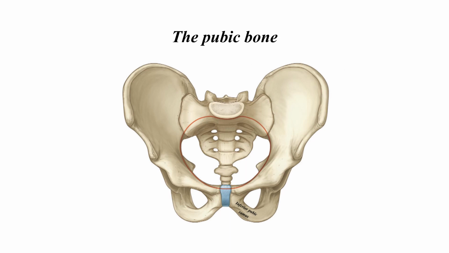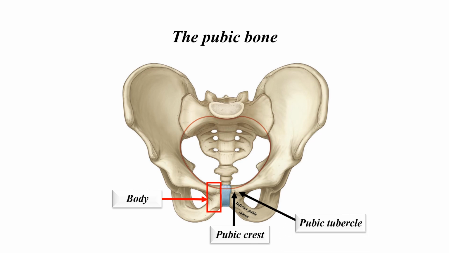Now we will talk in detail about the pubic bone. This is the body of the pubic bone. The upper border of the body of the pubic bone has a gentle convexity. We call it the pubic crest. The pubic crest is the site of origin of two muscles, the pyramidalis muscle and the rectus abdominis muscle. Lateral to the pubic crest, there is the pubic tubercle. It is the forward projecting prominence in the body of the pubic bone. The inguinal ligament is attached to the pubic tubercle.